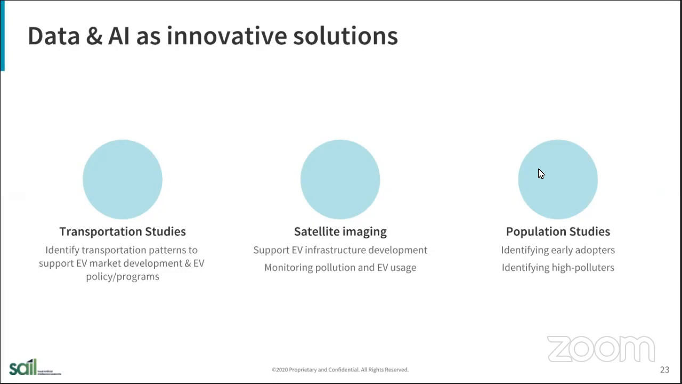Data and AI can be used to more efficiently create EV policy and programs that fit a city, a region, or even a country, in this case, the kingdom's needs, in terms of creating a thriving electric vehicle market. One way in which data can be used in transportation is to identify transportation patterns to support EV market development and policy programs. In order to create effective EV incentive programs, policymakers need to understand transportation habits that currently exist.